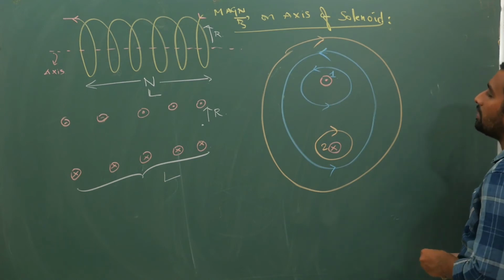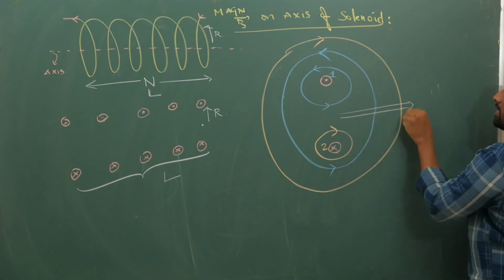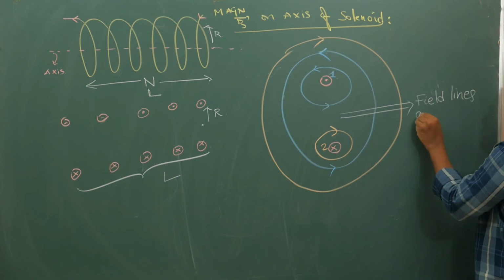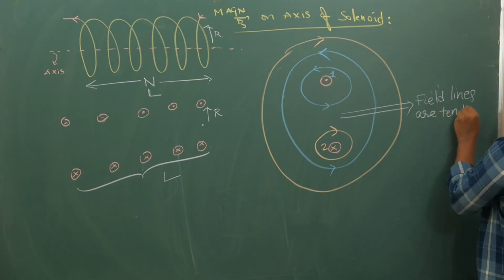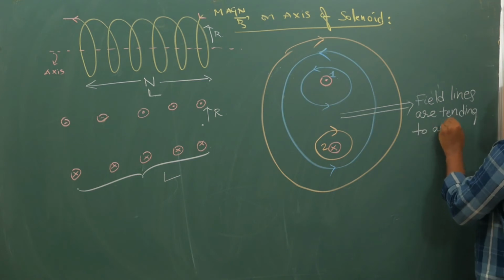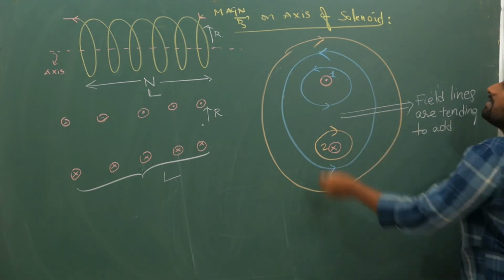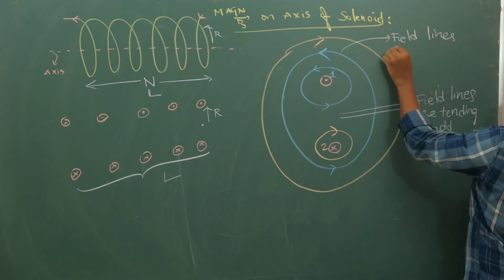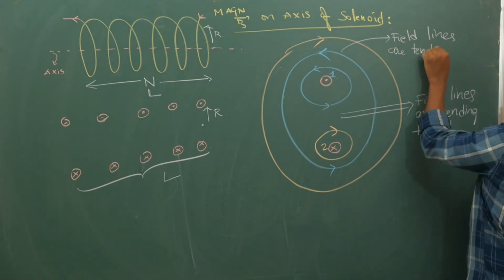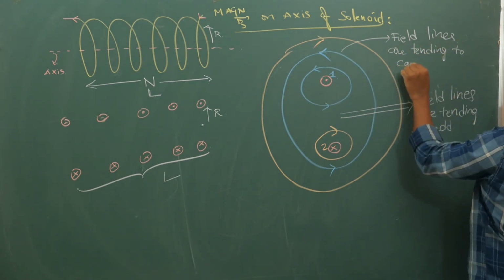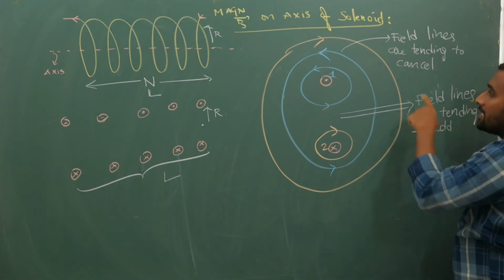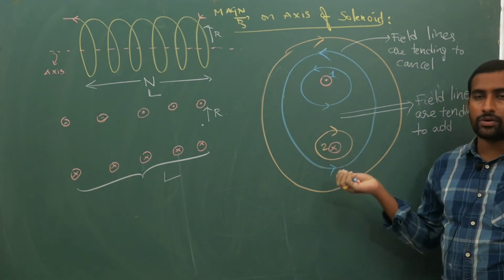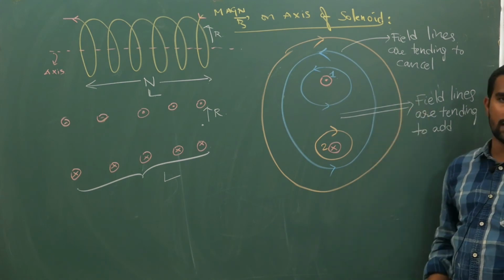Now observe this carefully. In the middle region, field lines are tending to add, because they are in the same direction. And here they are in opposite direction, so your field lines are tending to cancel. Here they are cancelling out, here they are adding up. So in the middle they are tending to add up, in the top and in the bottom they are tending to cancel out like this.